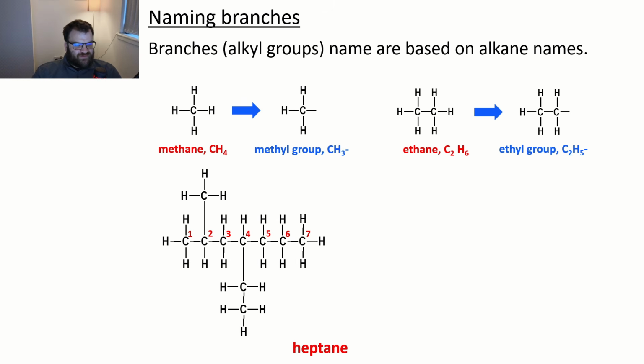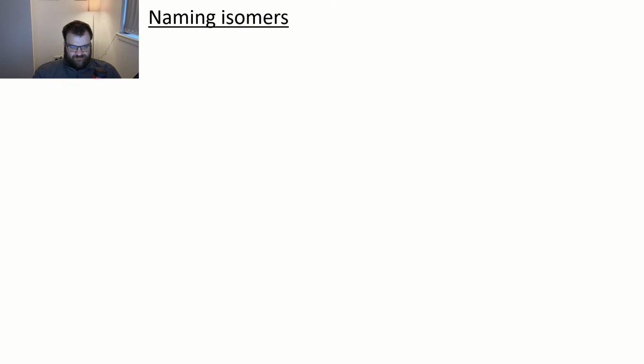Next thing we're going to deal with are 2 branches. We have a 2 carbon branch off of number 4. That is an ethyl group coming off of the 4th carbon, so 4-ethyl. We also have a methyl group off of the 2nd carbon, so 2-methyl. It should be in alphabetical order by the name of the branch. For ethyl, 2-methyl heptane would be the full name for that one.